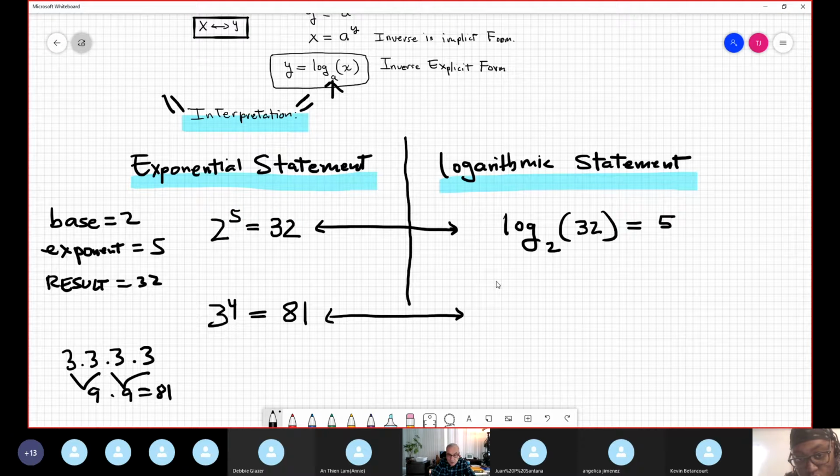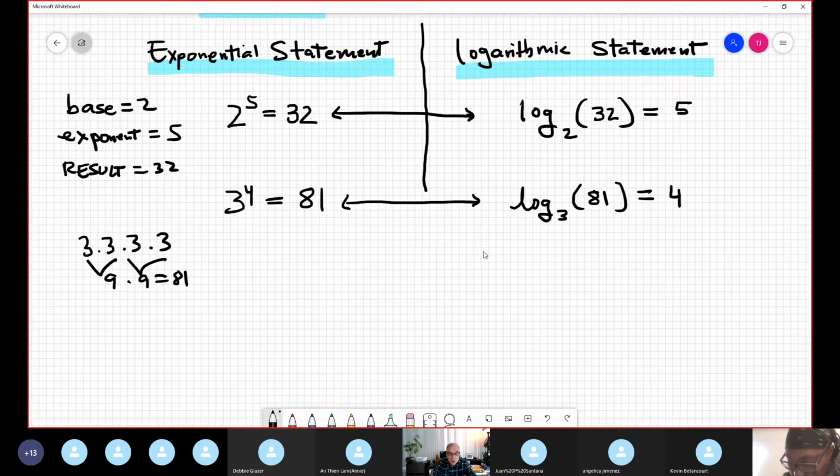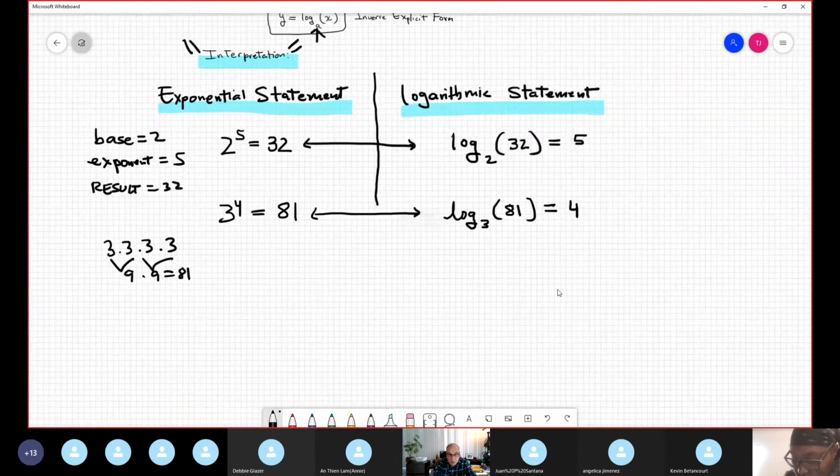3 times 3 is 9, 9 times 9 is 81. How do you express it? This is a logarithmic statement: log base 3 of 81. I have no idea, but I remember that the professor explained that the answer of the logarithm is always the exponent, in this case 4. After next class, maybe I want to show you how we computed this using the calculator. But today, no. Today we are using the intuition, mental intuition, conversion, exponential to logarithm, and so on.